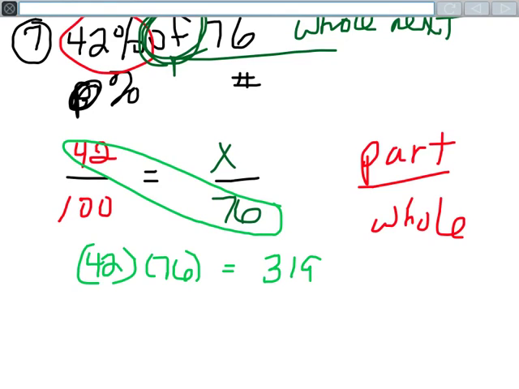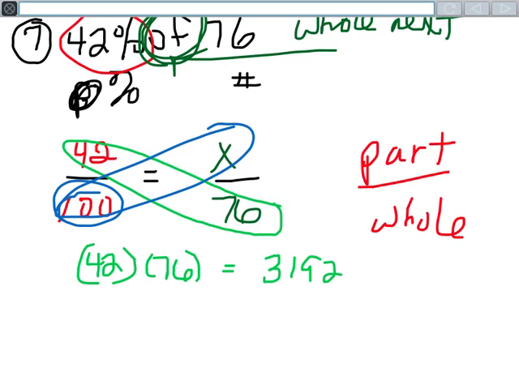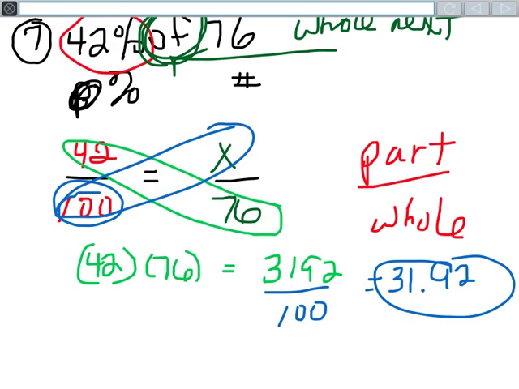Okay, now what I do is I divide by the thing across from the unknown. So if I have 100 times x, I'm going to divide by the 100. It's across from the x. 3192 divided by 100 would be 31.92. You could check that out in your calculator. But when you divide by 100, it moves the decimal place over 2 spots. So that would be the way you would do number 7.